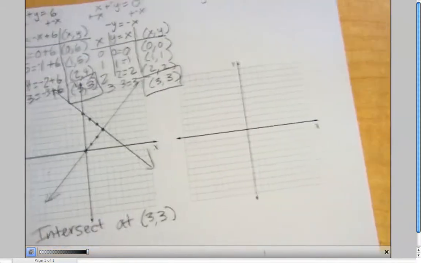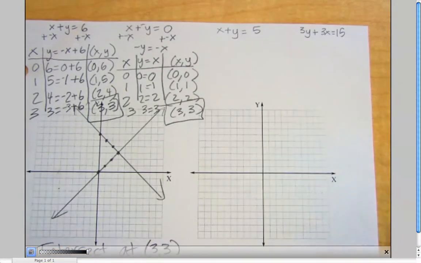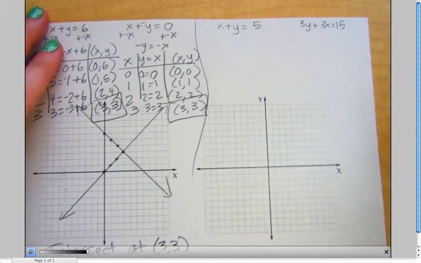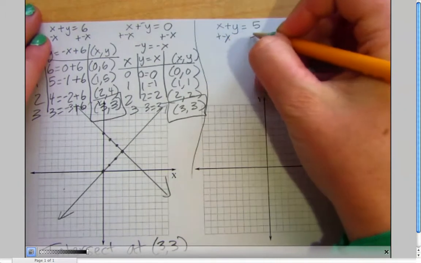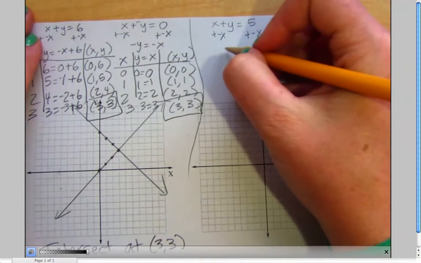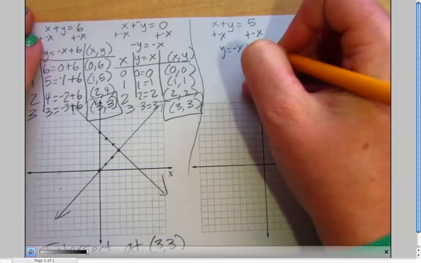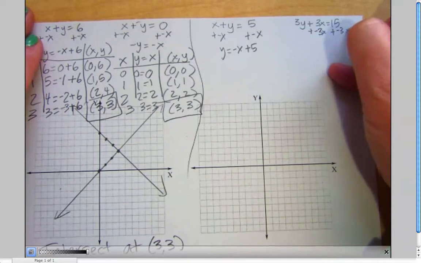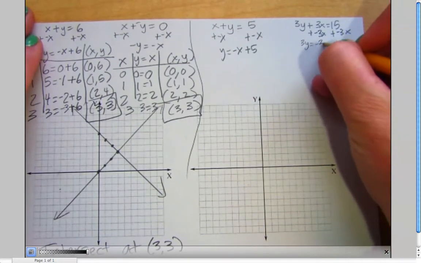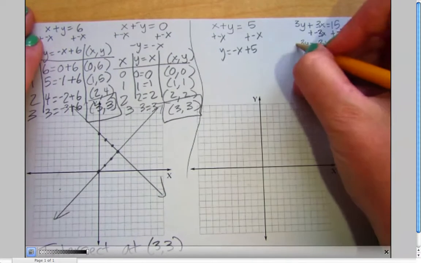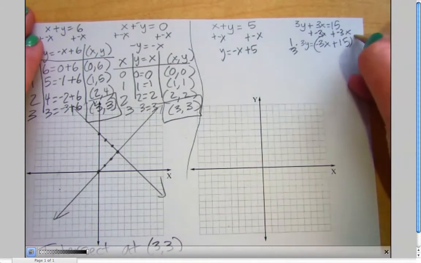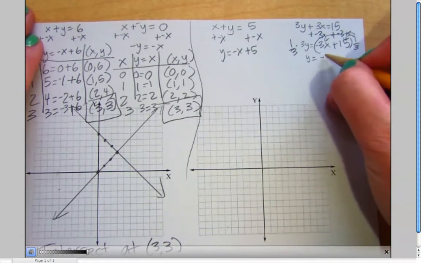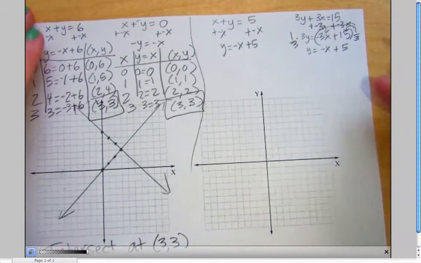Let's look at another example. Here's another one. First, again, solve for y. Adding negative x to both sides, this one is y equals negative x plus 5. For this one, adding negative 3x to both sides, 3y equals negative 3x plus 15. Get rid of this 3, but don't forget to distribute it over here. So y equals negative x plus 5.